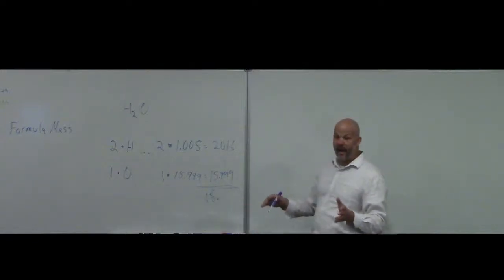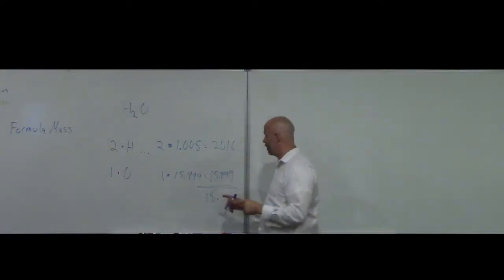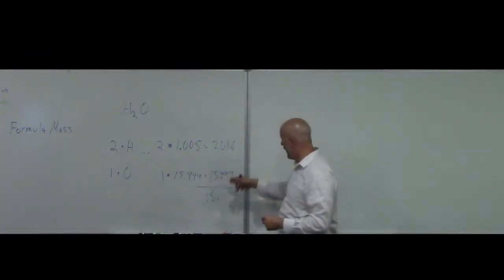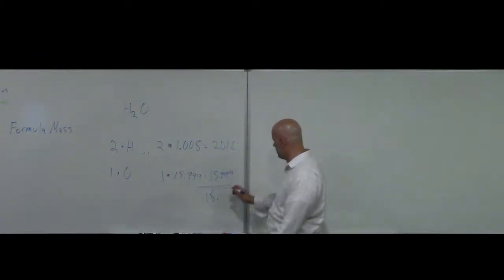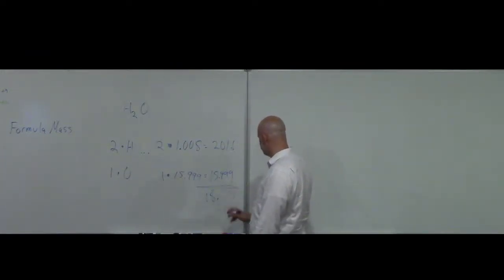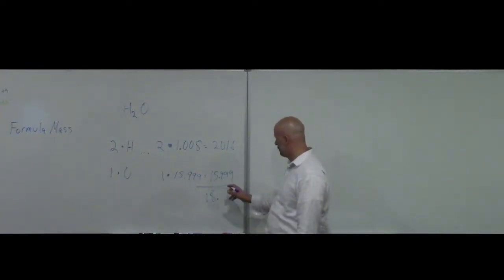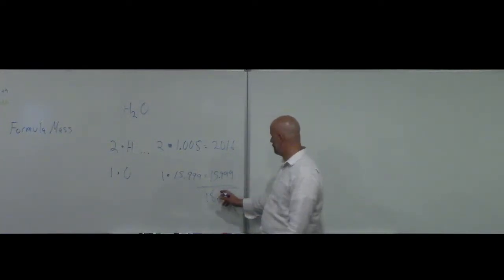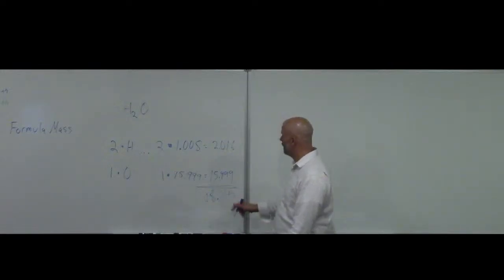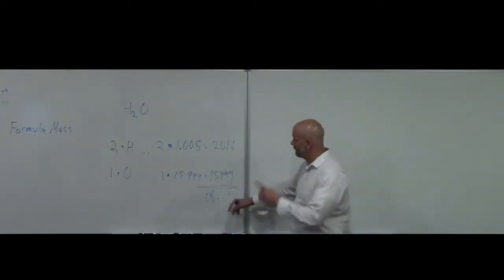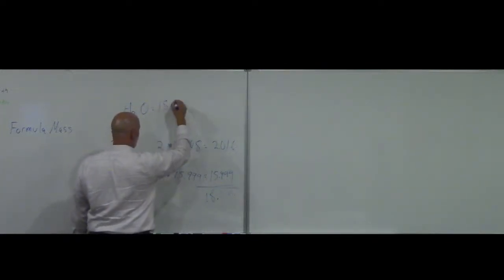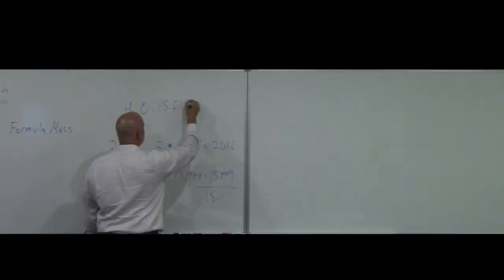Okay, so for now though, use a phone, use whatever, and I need you to just add these 2 together for me. I know this last digit is going to be a 5, right? It's 0.015. So the formula mass for water is 18.015.